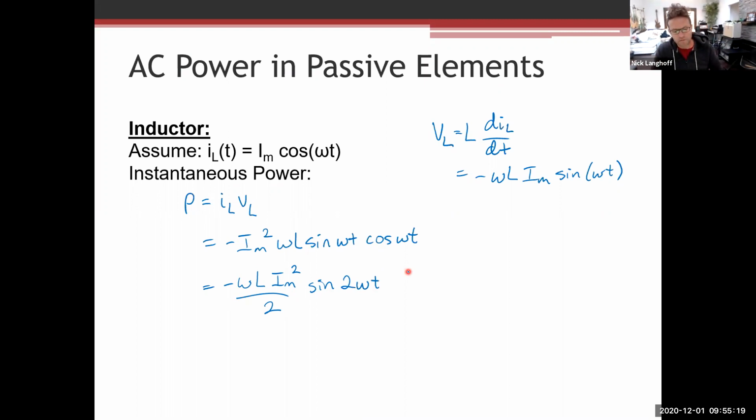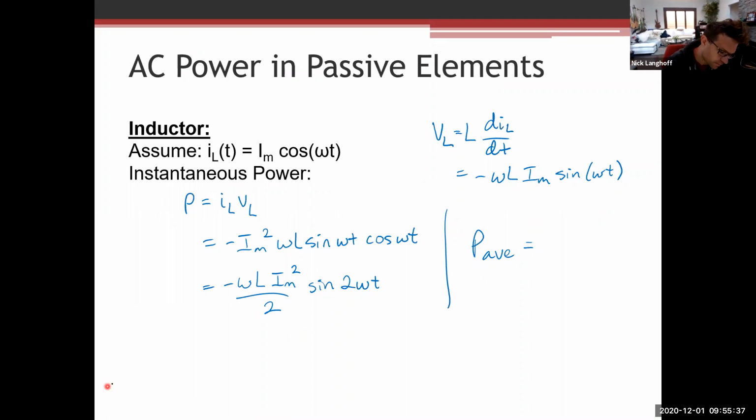Okay, if you were to integrate this function, if you wanted to look at what the average power consumed or absorbed by an inductor would be, well, what's the integral of a sine function over one period?